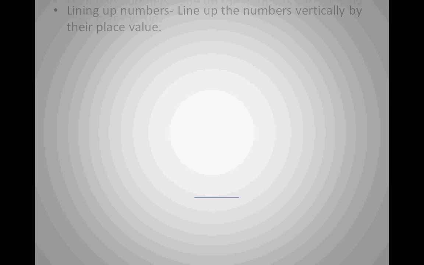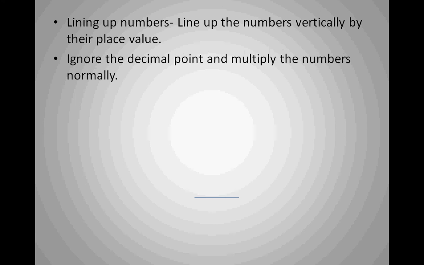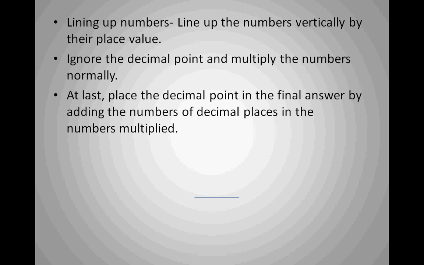The first rule that you have to follow is lining up the numbers. You have to line up the numbers vertically by their place values in order to start solving the problem. It is also the same rule as multiplying whole numbers. Then, you can just multiply the numbers normally. The final step is to place the decimal in the right place. This is also an important step in those 3 rules. Place the decimal point in your final answer by adding the numbers of decimal places in the numbers multiplied.